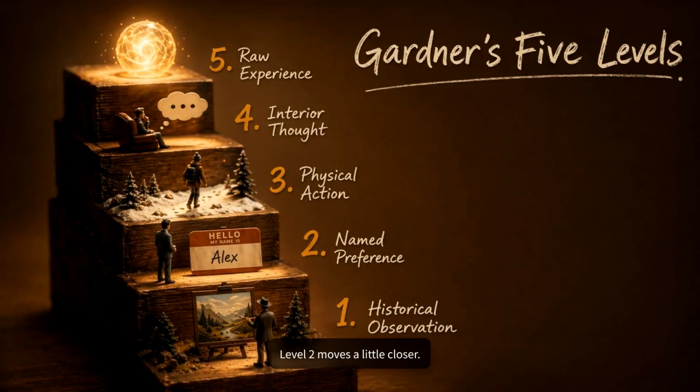Level 2 moves a little closer. Henry Warburton had never much cared for snowstorms. Now we know a name and a small preference, but we are still outside. Level 3 brings us nearer to the action. Henry trudged through the drifts, collar up against the wind. We are with him physically, watching his movements. Level 4 slips inside his head. The wind bit through his coat, should have stayed inside. That second thought belongs to Henry, and we are sharing it.